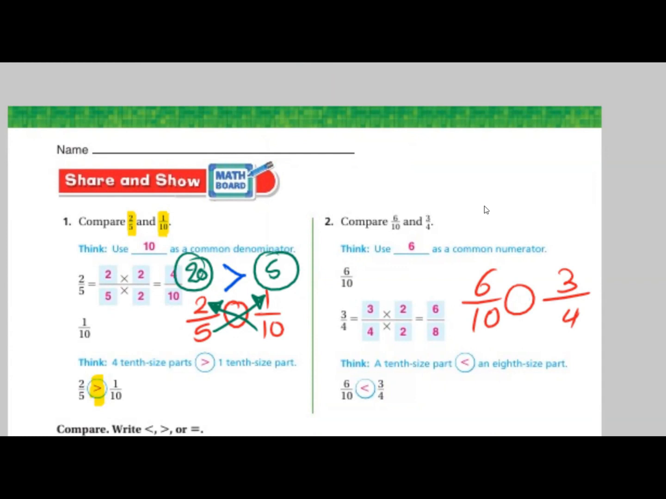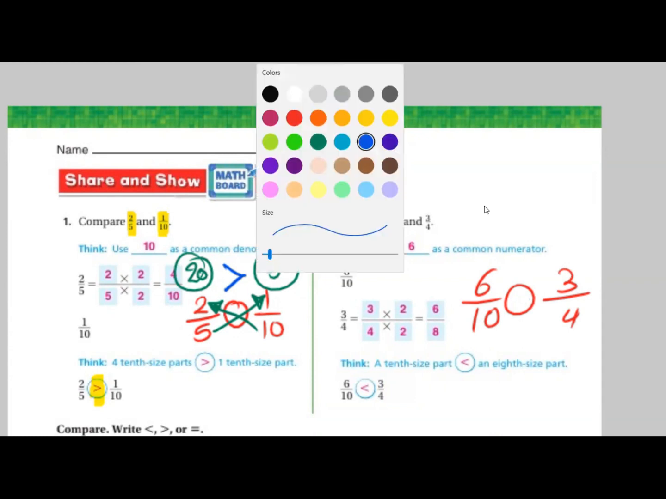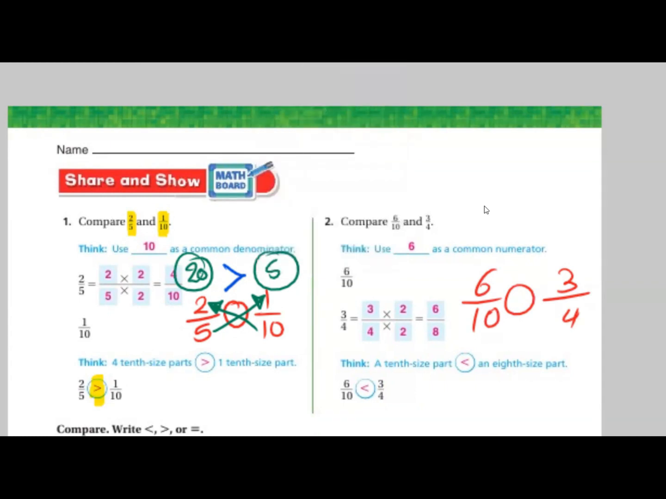Okay, let's try scissors to make sure. If you see this, it will be 6 over 10 and here 3 over 4. So 6 over 10 is greater because 6 and 10 are greater than 3 and 4. But unfortunately, it's wrong. You have to use the scissors to make sure. Okay, let's multiply. Come on, Reda, let's make scissors.